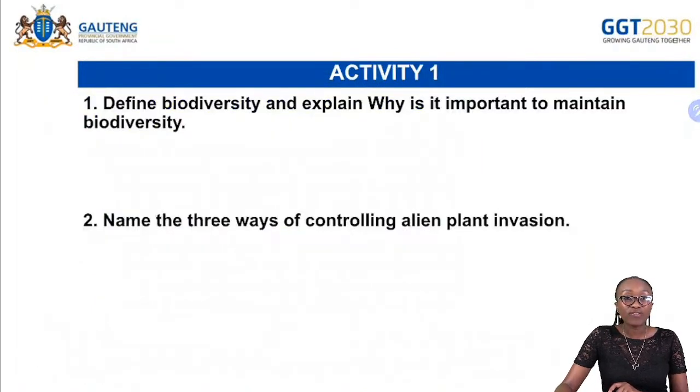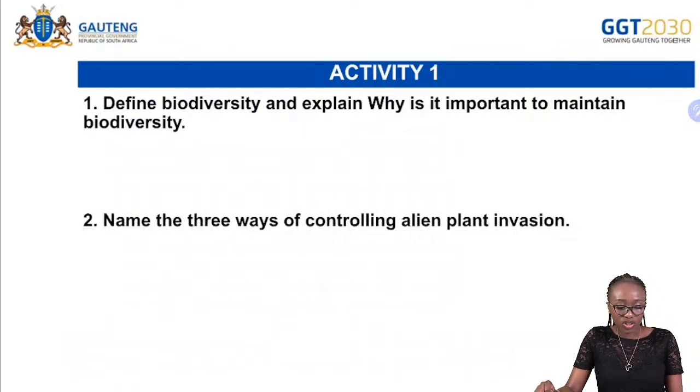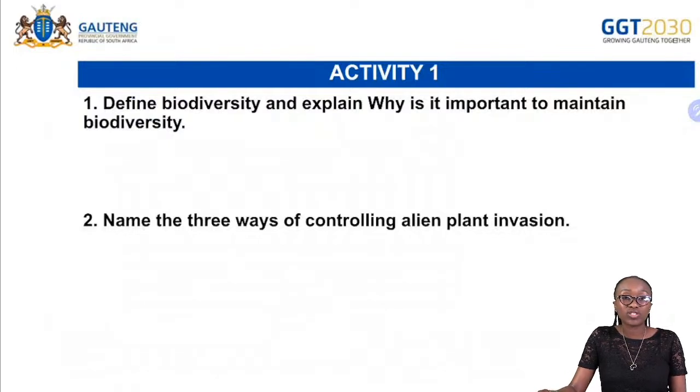Now we've arrived at activity 1. The first question is: define biodiversity and explain why it is important to maintain biodiversity. Number 2, name 3 ways of controlling alien plant invasion. I'm going to give you 4 minutes to answer these questions. Then after 4 minutes, we will do the corrections together.